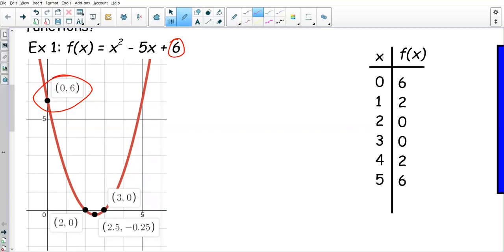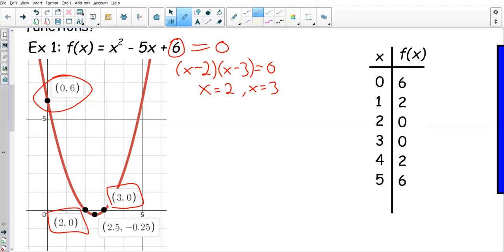If I want to look at the x-intercepts, we know that we're solving for x when y is equal to 0. I can relatively easily factor that expression. So if I'm looking for factors of 6 that add to negative 5, that's going to be negative 2 and negative 3. So when I solve that, I get x equals 2 and I get x equals 3. And I can see that those coordinates are right there for me.